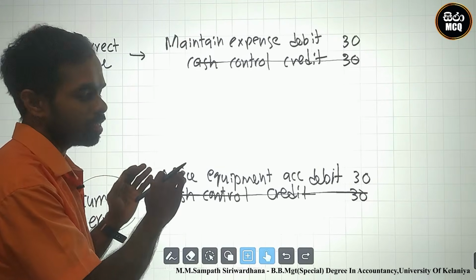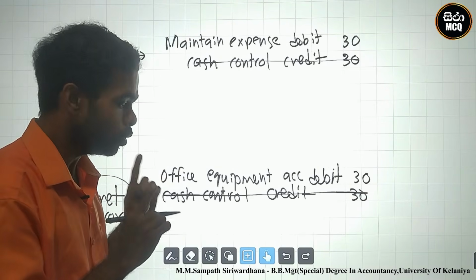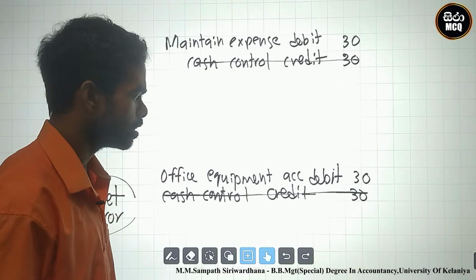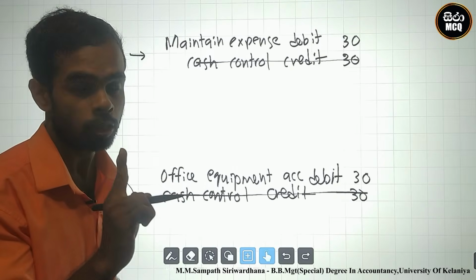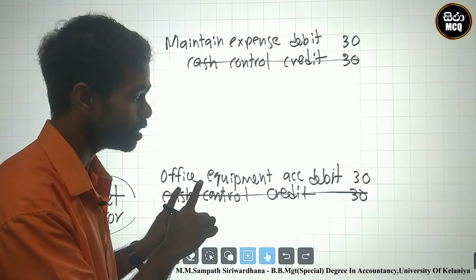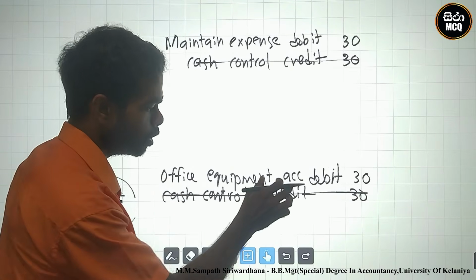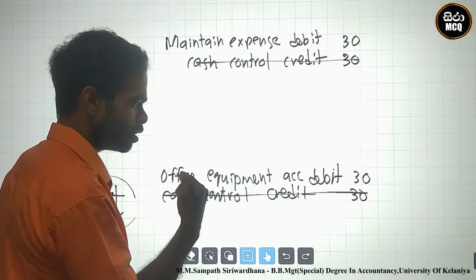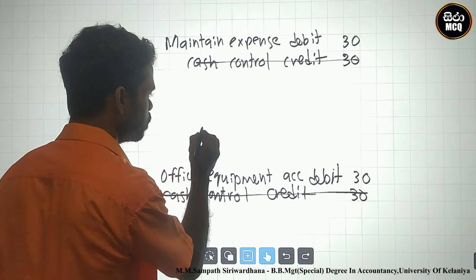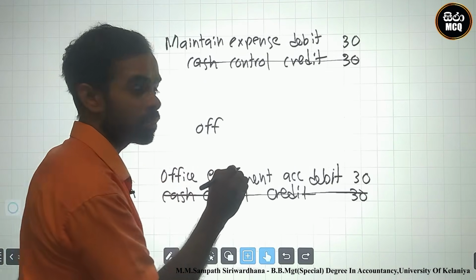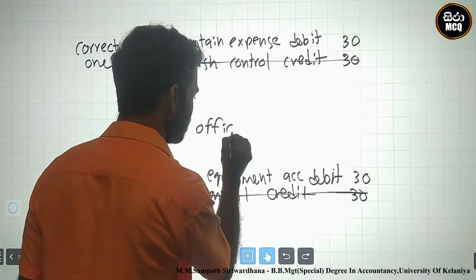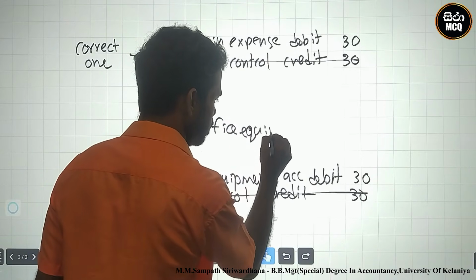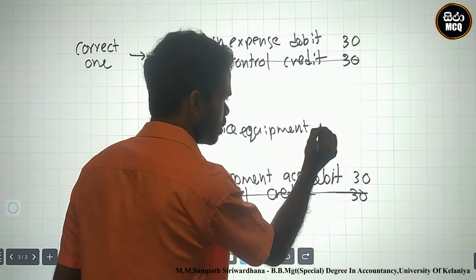Therefore, I shorten it to this person, the opposite side, to eliminate this. The office equipment is the wrong person. The wrong person must be eliminated. The wrong person is debit now. Therefore, I create the opposite entry to the office equipment. Therefore, office equipment credit.